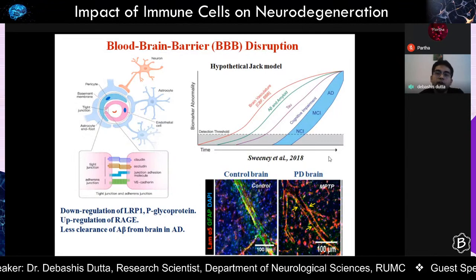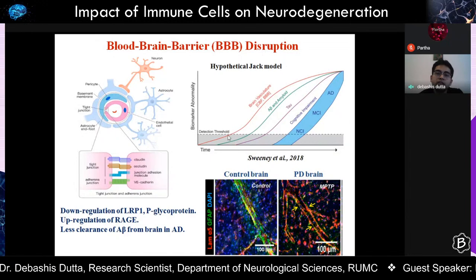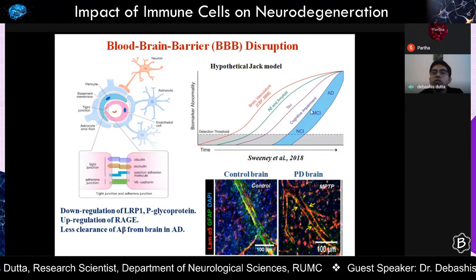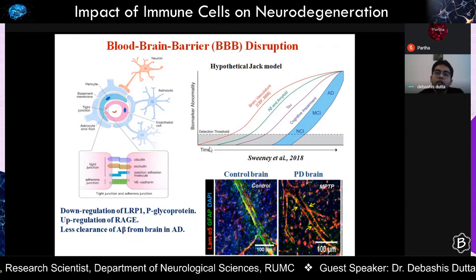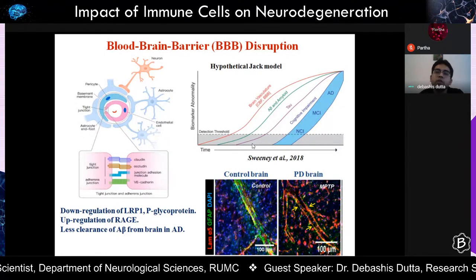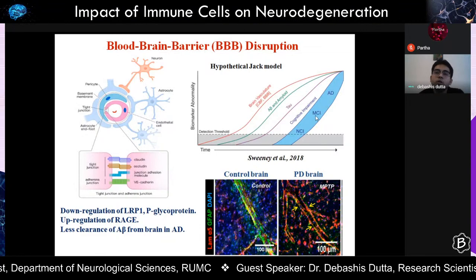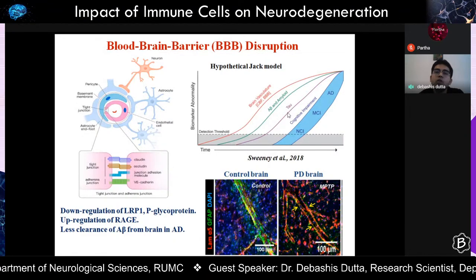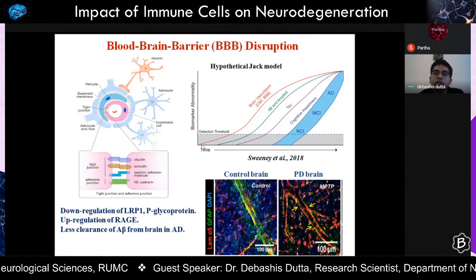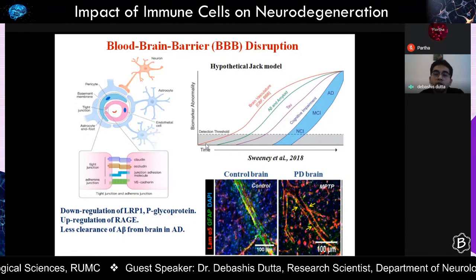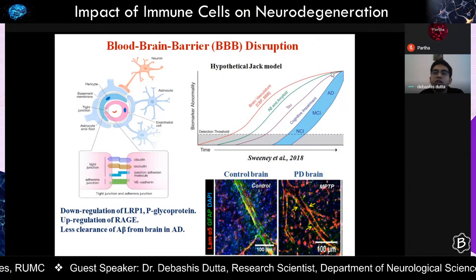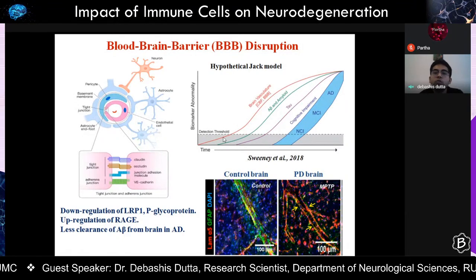Now, this is a kind of hypothetical model. What it says is that under normal brain conditions or mild cognitive impairment, compromise or dysfunction of the blood-brain barrier happens very late, at a very aged stage. Whereas in the presence of pathological proteins like tau or amyloid beta, or in the case of Alzheimer's patients, the onset of dysregulation of the blood-brain barrier happens much faster, and that correlates well with disease progression.